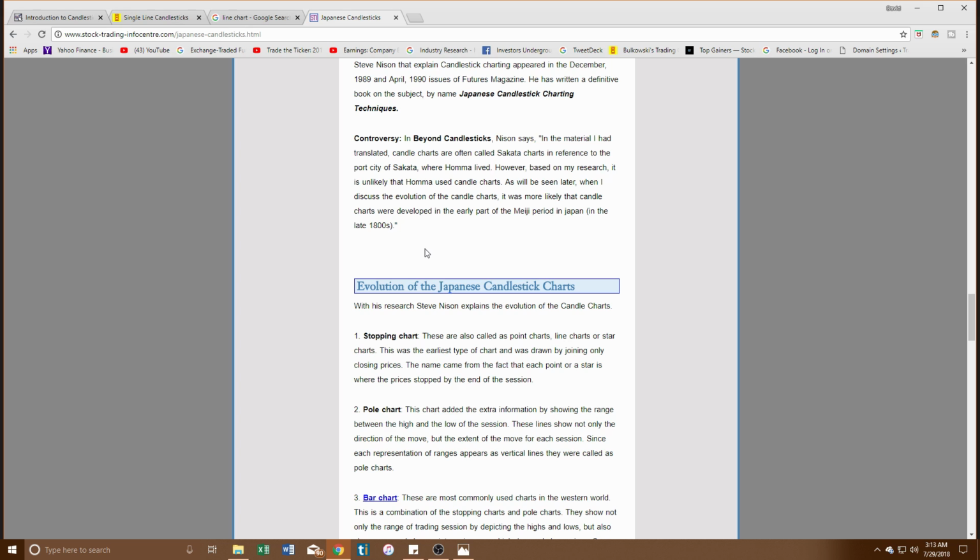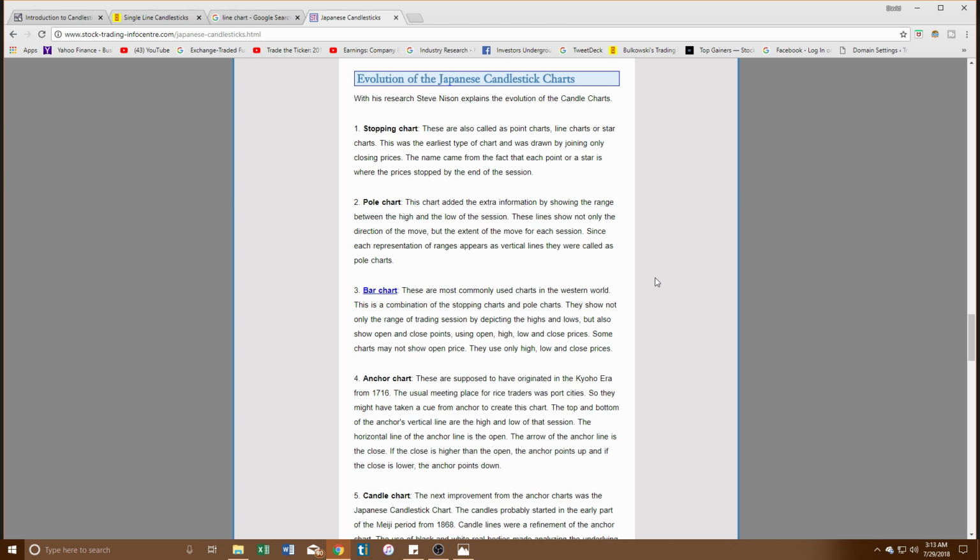Controversy: in Beyond Candlesticks, Nison says, in the material I had translated, candle charts are often called Sakata charts in reference to the port city of Sakata, where Honma lived. However, based on my research, it is unlikely that Honma used candle charts. As will be seen later when I discuss the evolution of the candle charts, it was more likely that candle charts were developed in the early part of the Meiji period in Japan in the late 1800s. With this research, Steve Nison explained the evolution of the candle charts.